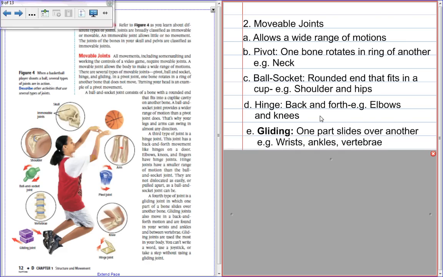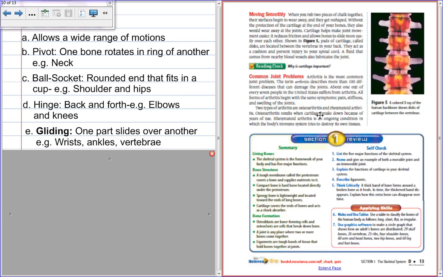Okay, next page. All right, moving smoothly. This is horrible. Ick. When you rub two pieces of chalk together, I can't even imagine. Gives me the willies. Their surfaces begin to wear away and they get reshaped. Without the protection of the cartilage at the end of your bones, they also would wear away at the joints. Cartilage helps make joint movement easier, reduces friction, and allows bones to slide more easily over each other.